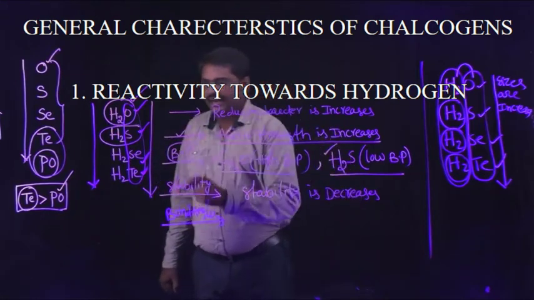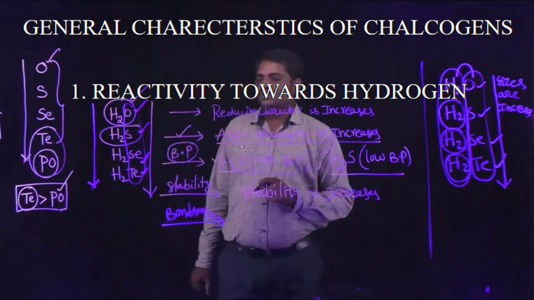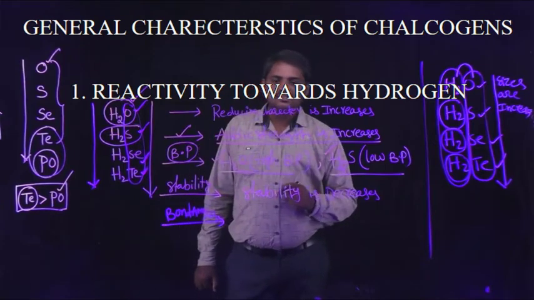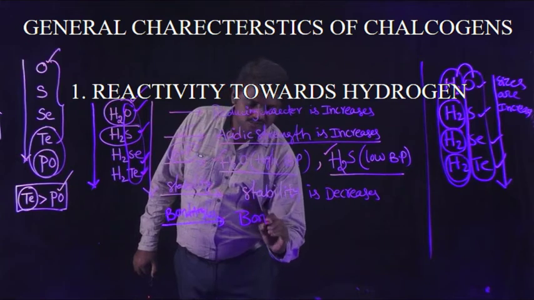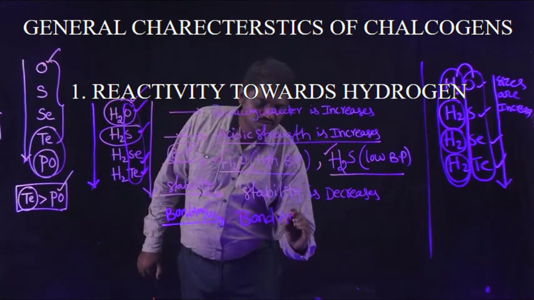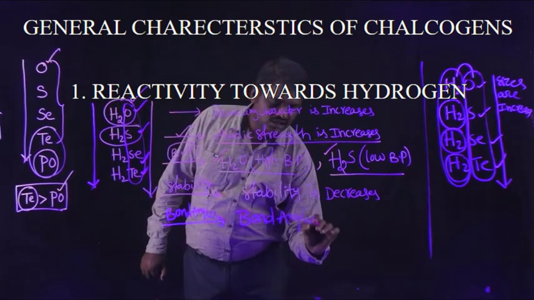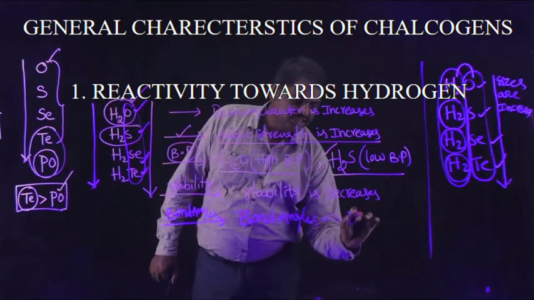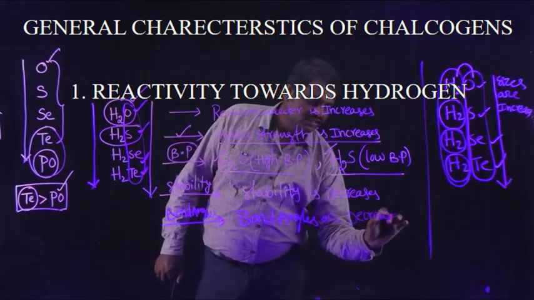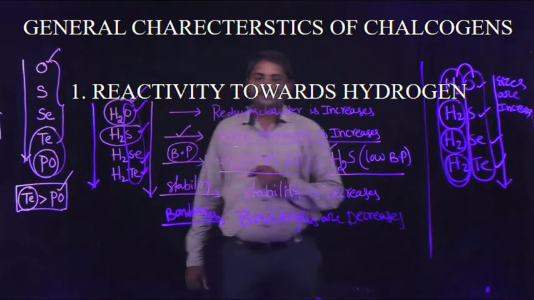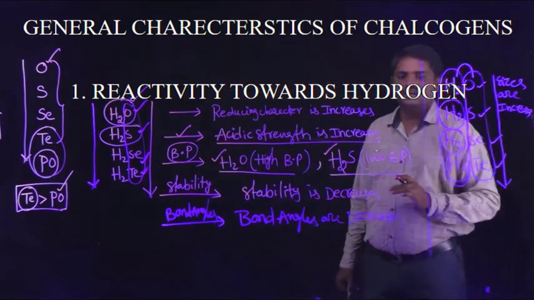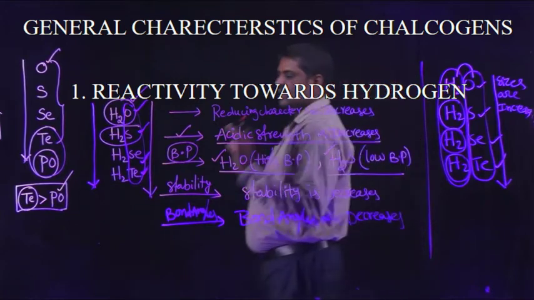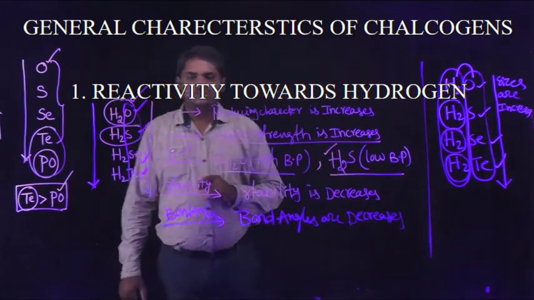So on moving down the group, the bond angles of these hydrides decrease. Okay. These are the explanations for reactivity towards hydrogen for 16th group elements.